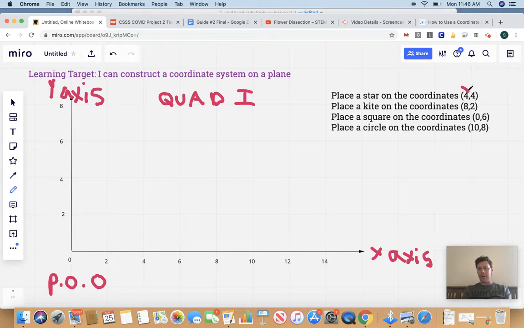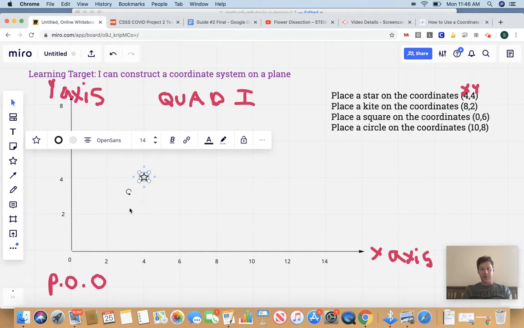Every single coordinate pair begins with the x value, and then it goes to the y value. And that makes sense because in the alphabet, the letter x comes just before the letter y. So that's one way you can remember it. So if I want to place a star on the coordinates 4, 4, well, then I have to start at my point of origin, and I have to count along the x-axis 4 places and then go up 4 places. That would allow me to place a point on 4, 4.